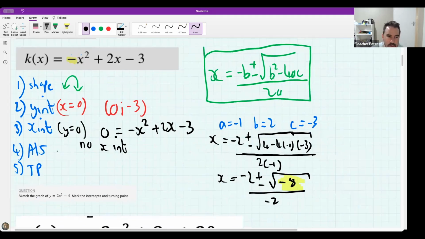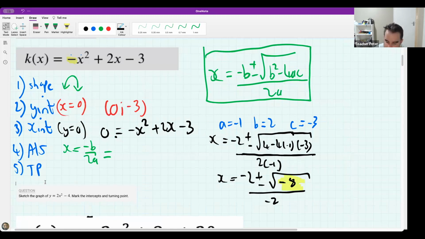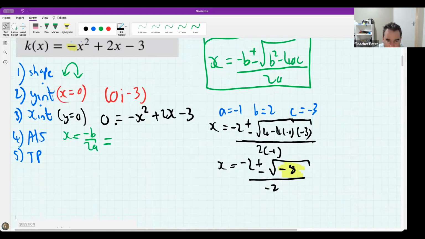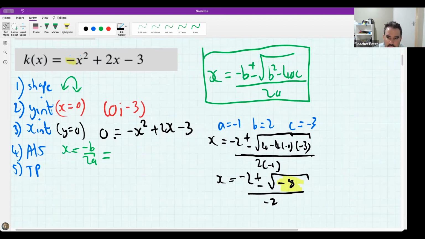Before we do that, we need to get the axis of symmetry. Now, there is a formula we can use to find the axis of symmetry. And the axis of symmetry formula is just minus b over 2a. So using the standard form, what is my axis of symmetry going to be for this graph?